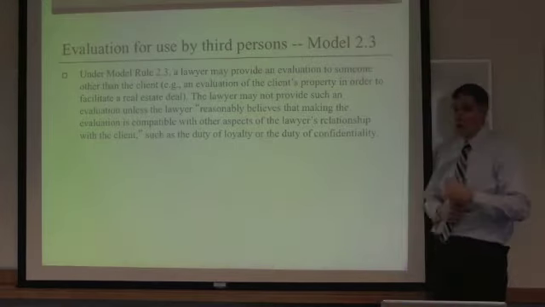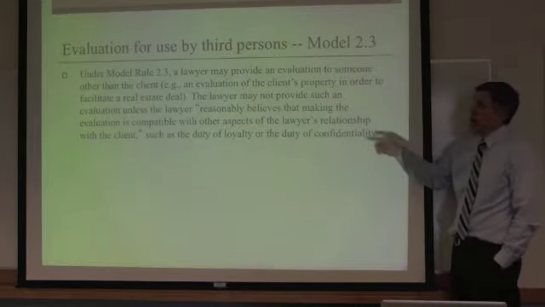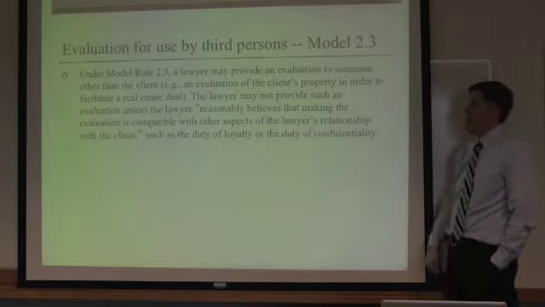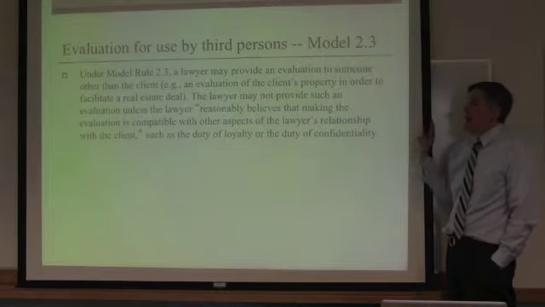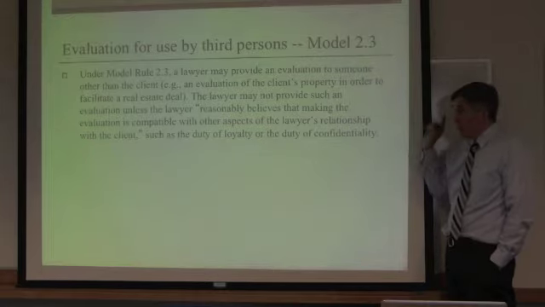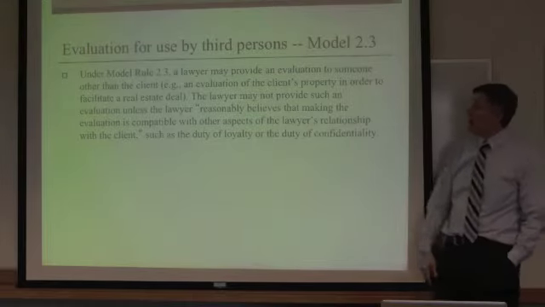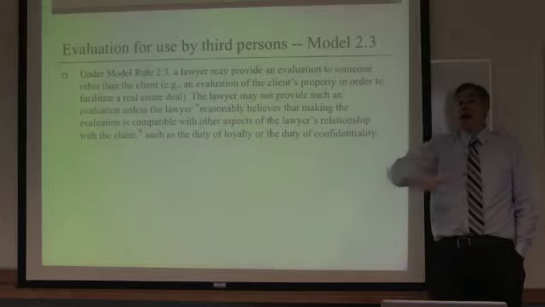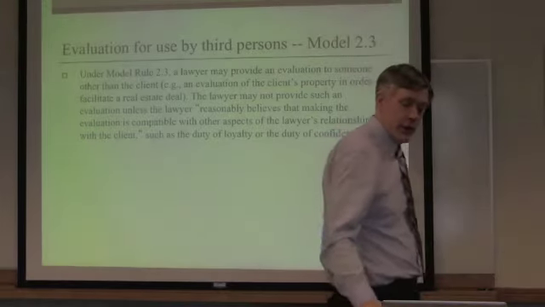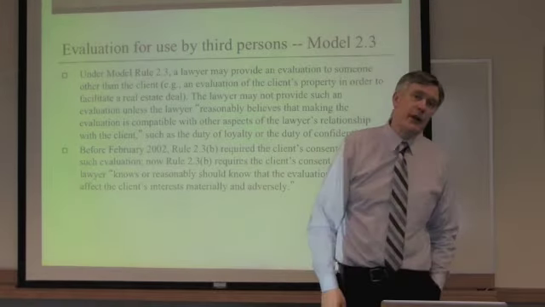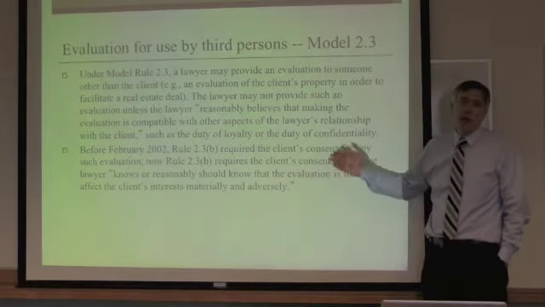So under the current version of 2.3, a lawyer may provide an evaluation to someone other than the client, for example, an evaluation of property or an athlete who's transferring teams. The lawyer may not provide such an evaluation unless, quote, the lawyer reasonably believes that making the evaluation is compatible with other aspects of the lawyer's relationship to the paying client, like confidentiality requirements, loyalty requirements, conflict-free representation, of course, is always required. So until 2002, all we required was the client's consent.